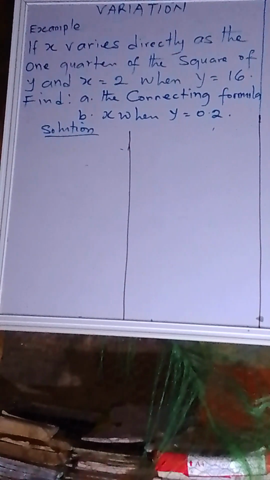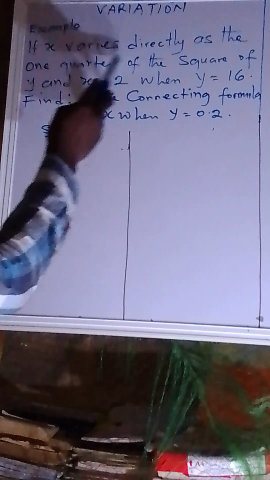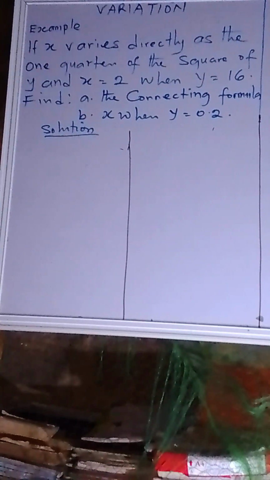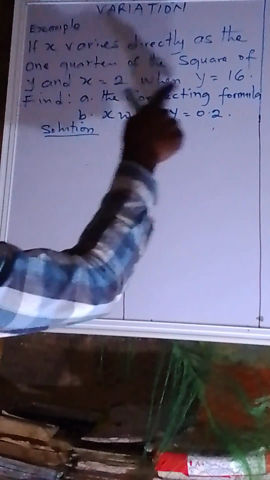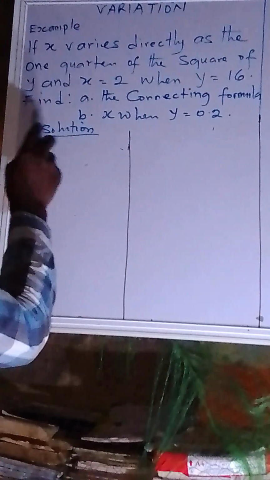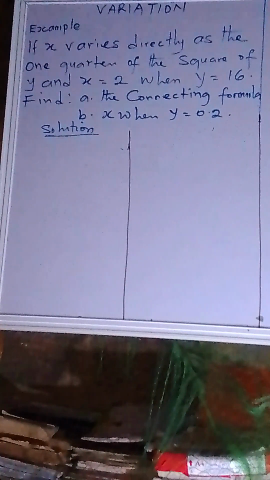Good day, students. Now, this is another question under variation. Let's look at the question. If x varies directly as 1/4 of the square of y and x equals 2 when y equals 16, you have to find A, the connecting formula, B, x when y equals 0.5. So how do we solve this problem?